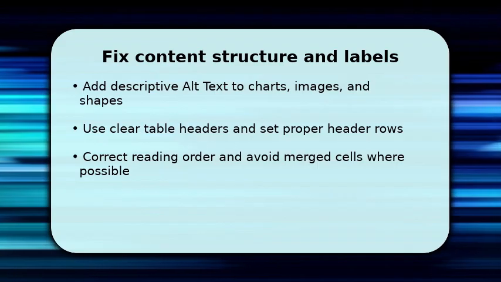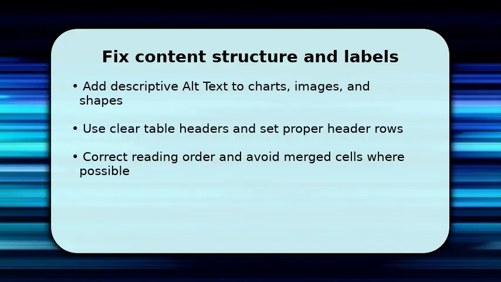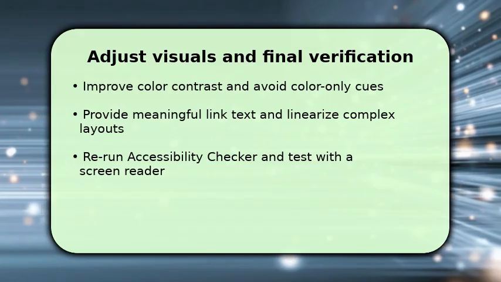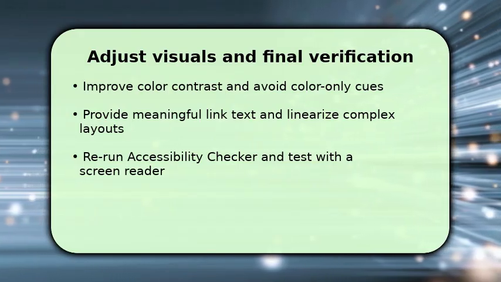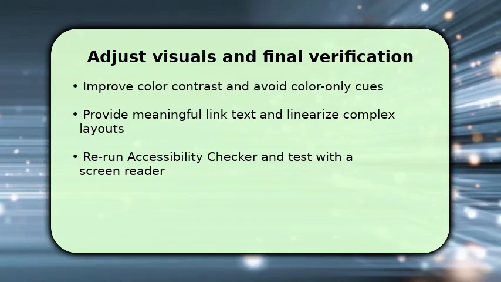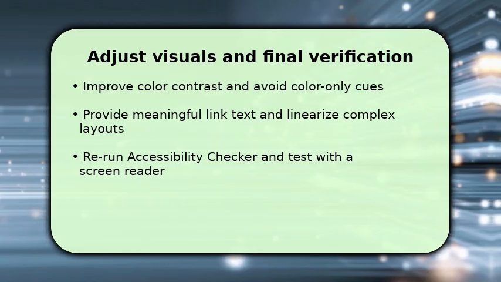Once these changes are applied, rerun the checker to confirm the specific items are resolved and move to visual adjustments. Finish by improving visuals. Ensure text and background contrast meets accessibility thresholds and avoid relying on color alone to convey information. Add patterns or labels instead.